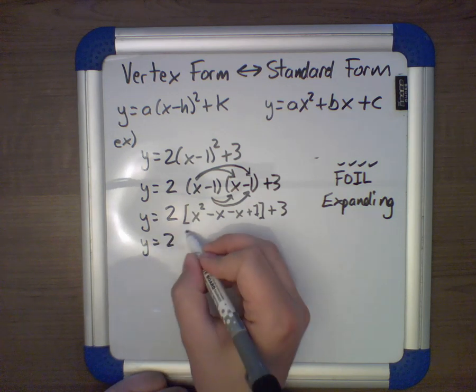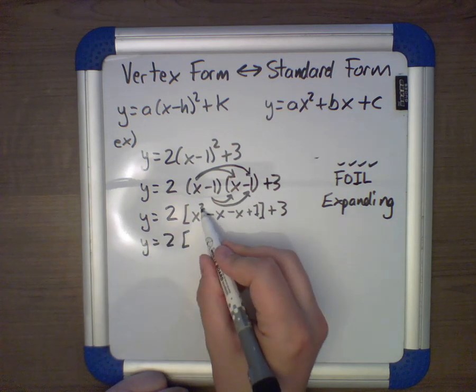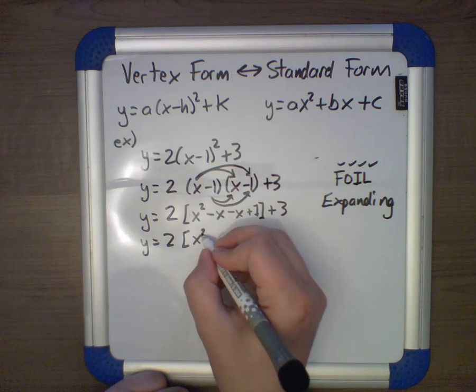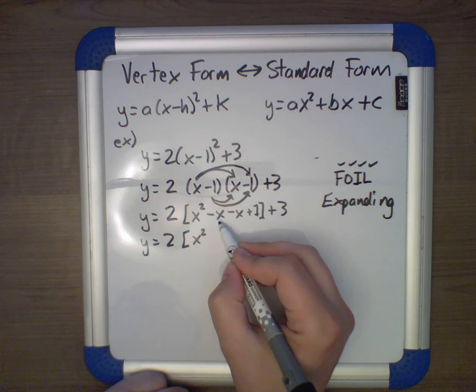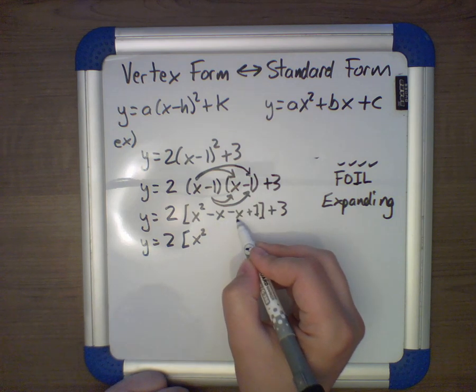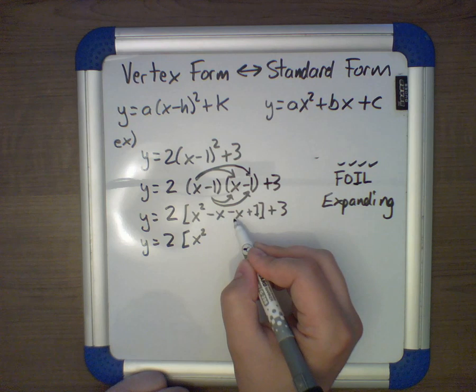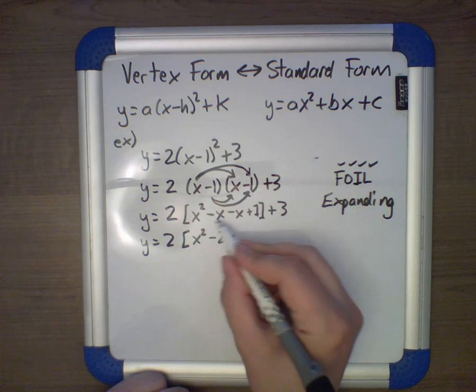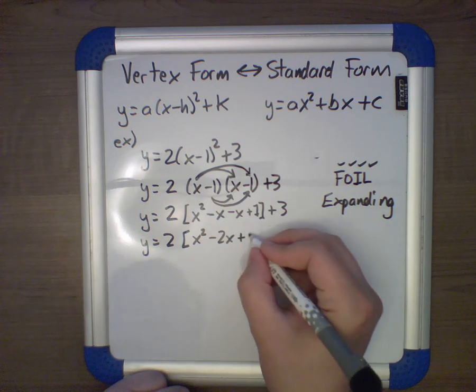All right, let's tidy this up a little bit more. Y equals 2. Let's collect our like terms. I have x squared. Are there any more x squareds? Nope. I have minus x. Do I have any more x's? Yes, I have another minus x. So minus x minus x is minus 2x. And plus 1, are there any more just numbers? No.